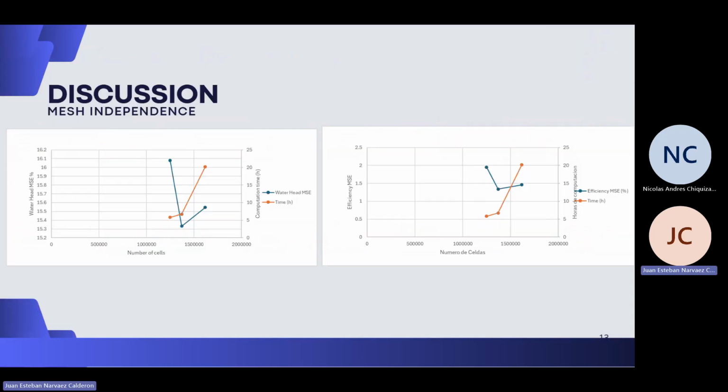Here, the graphs show the water total head MSE on the left and the efficiency MSE on the right. On the left, you can see that the computational power increases, or the computational time increases a lot, while the error also increases, and as well as on the efficiency. So we decided to take the mesh in the middle, which was the normal mesh.